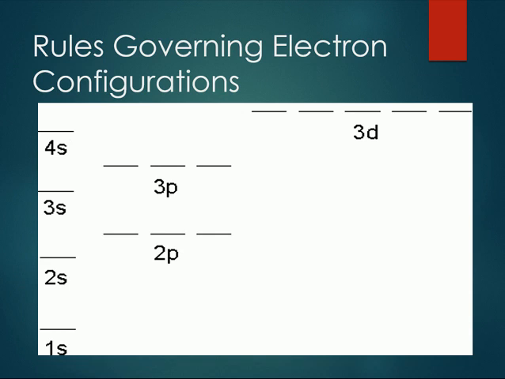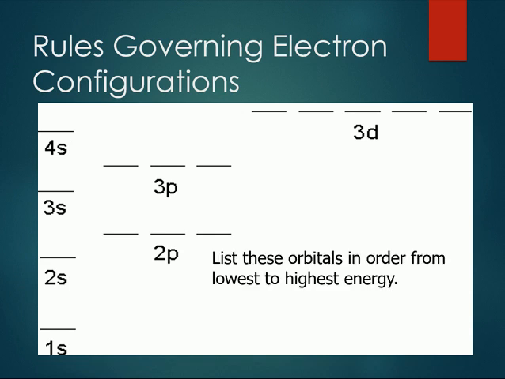But what I'd like you to do right now is pause the video and list all of the orbitals that you see on this diagram in order from lowest to highest energy. Please pause the video and do that now. 1s is the lowest, 2s next, then 2p, then 3s, then 3p, then 4s, and then 3d being the highest energy level that's present on this diagram. There are higher energy levels, just not on this diagram.